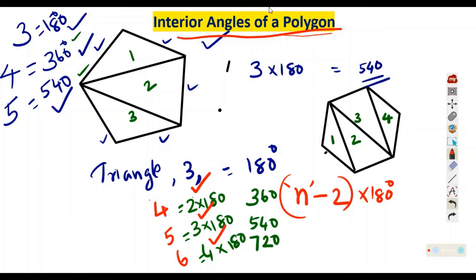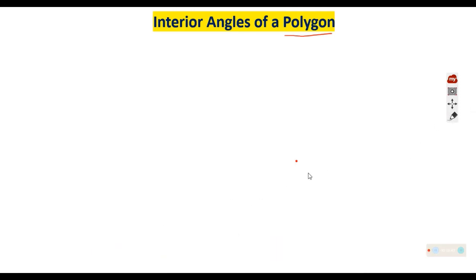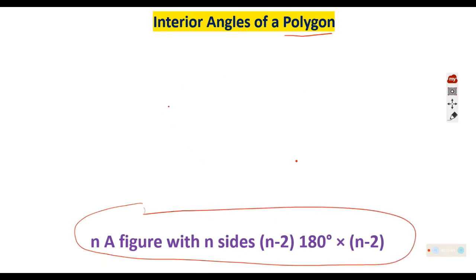Number of sides minus 2 into 180 will be the total interior angles of a polygon. That is the story. We will move ahead with all this knowledge, all this we know. And we got at last the conclusion that the interior angle sum of a polygon can be calculated with the formula n minus 2 into 180. This is our product. Let's move ahead.